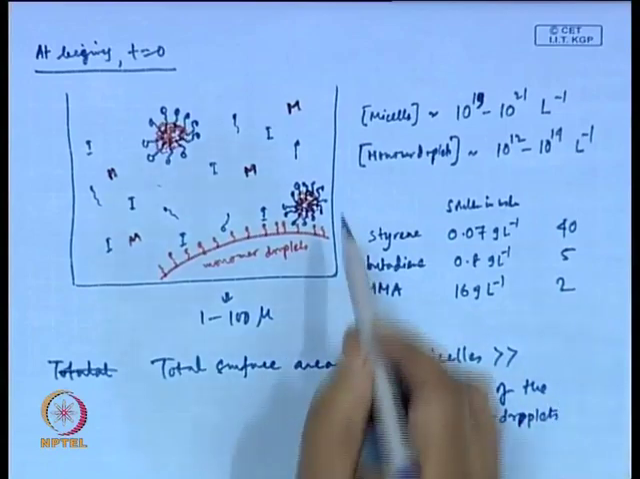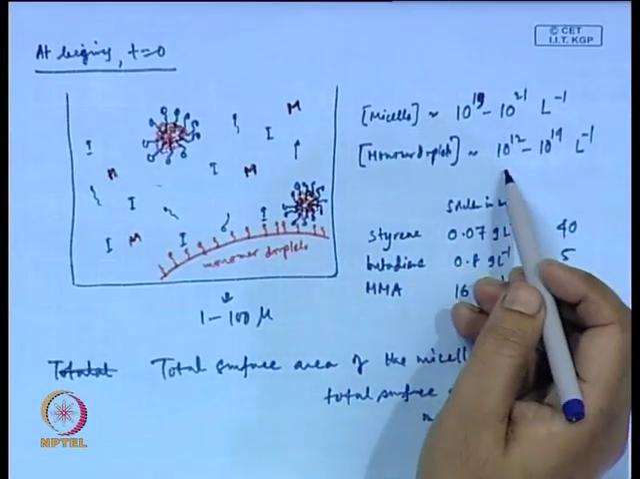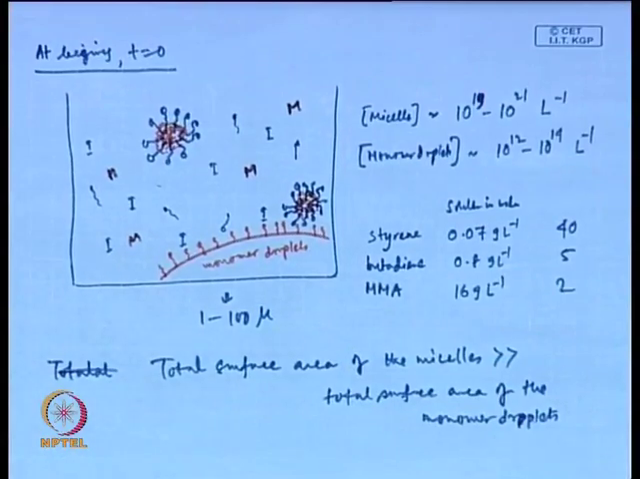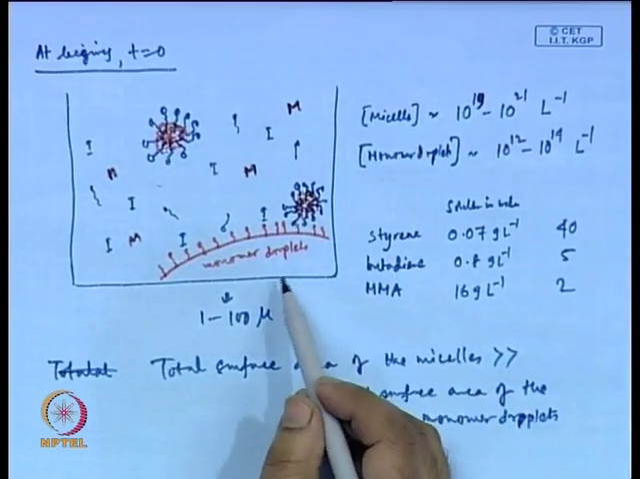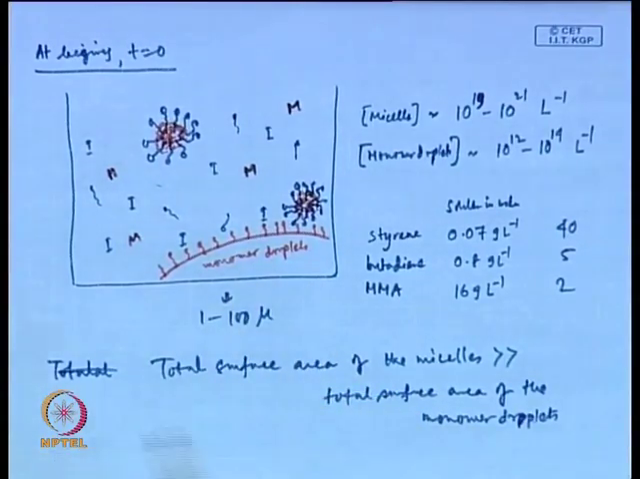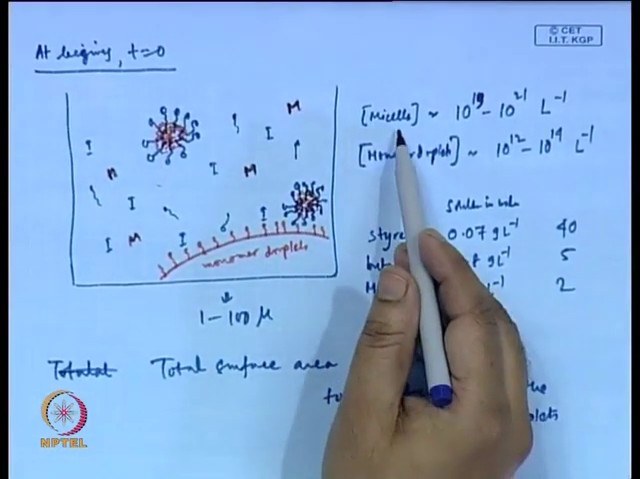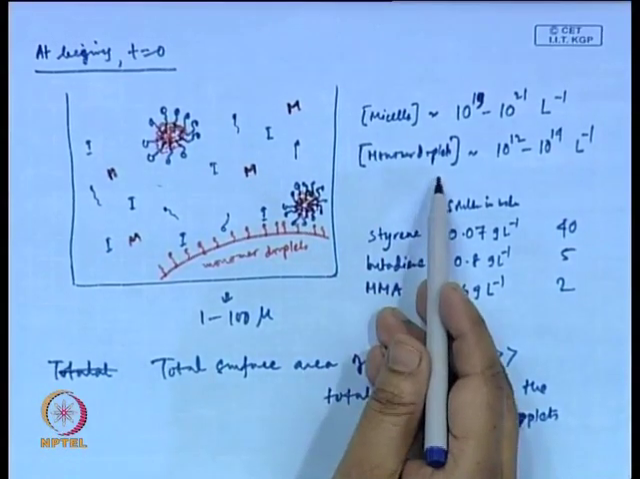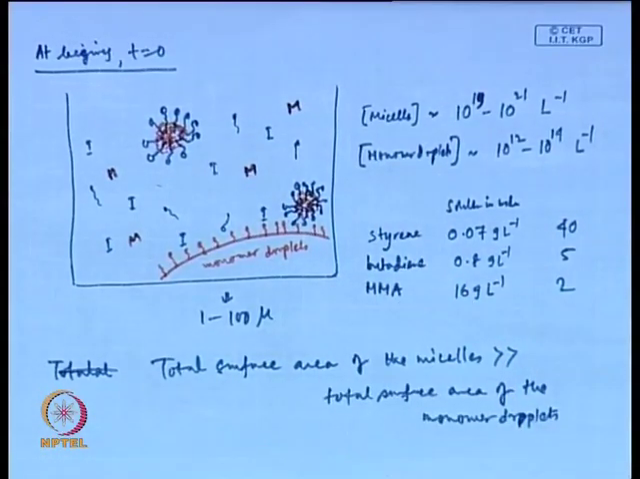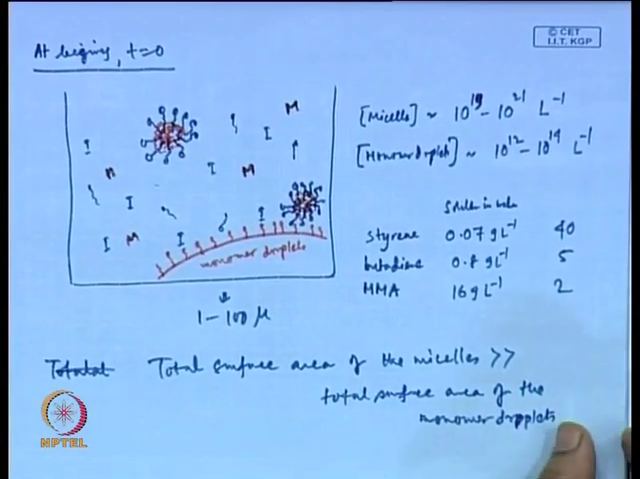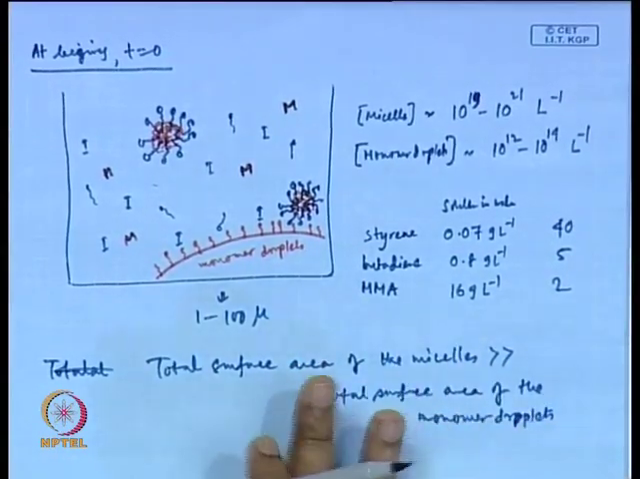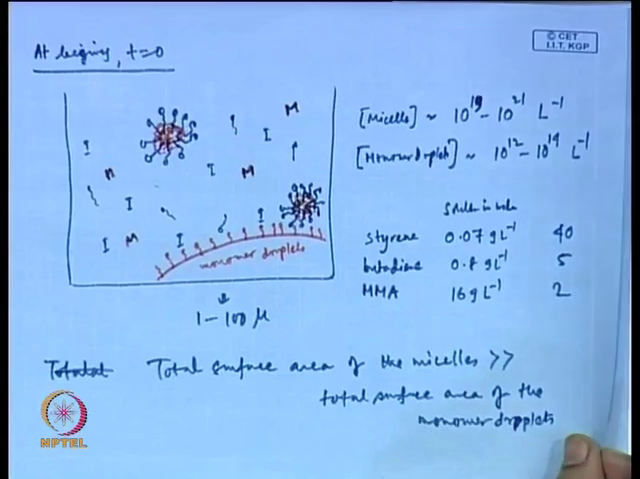Because the number of micelles is much larger compared to the monomer droplets. Obviously, even though the sizes of the micelles are smaller than the monomer droplets, the total surface area of the micelles is considerably higher compared to the total surface area of the monomer droplets. So, this is the situation. I hope you are clear about what happens at the beginning of the emulsion polymerization.